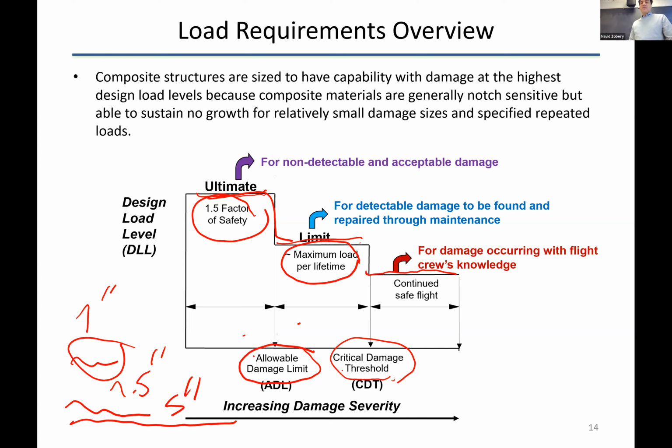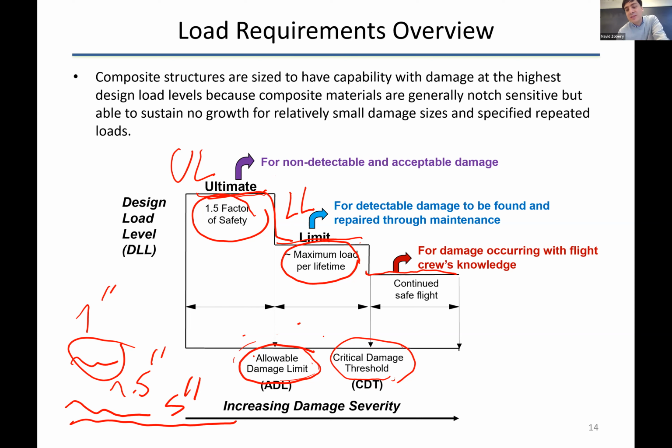So there are three values that I introduced here. So you knew ultimate load, limit load. Then there is amount of damage in the material that the performance drops. We call that threshold ADL, allowable damage limit. There is the length of the crack or the size of the damage that the performance of the material further drops. We call that CDT, or critical damage threshold.